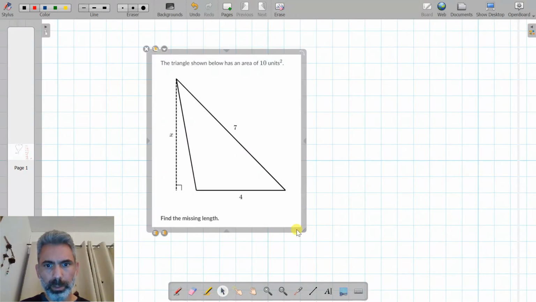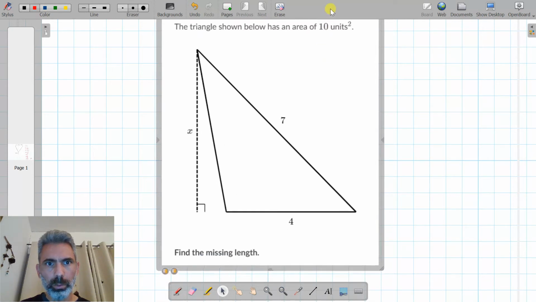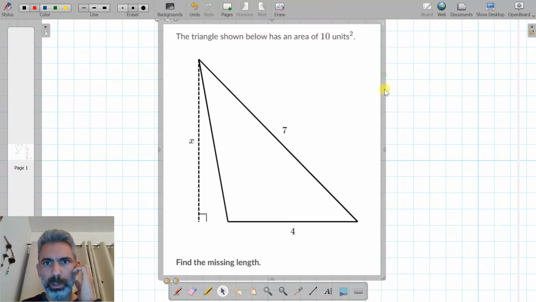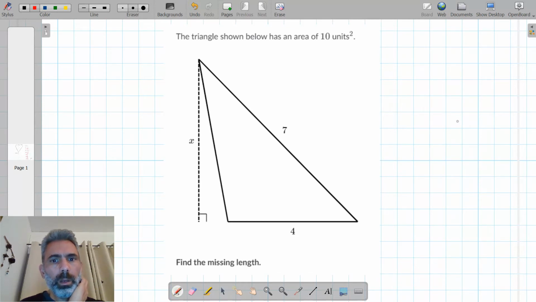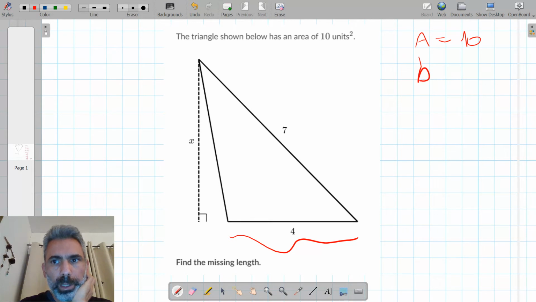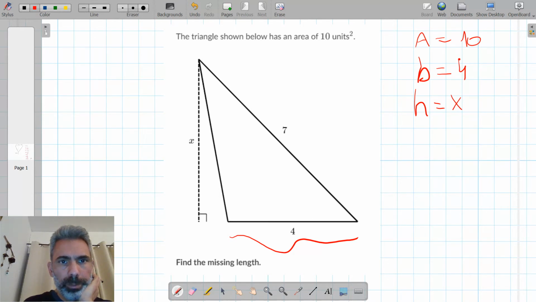Okay, the triangle shown below has an area of 10 units. So the area equals 10. So we see that the base equals 4, and the height is x. The height is unknown. The height is the line that goes perpendicular to the base up to the highest point of the triangle. So the height is unknown.